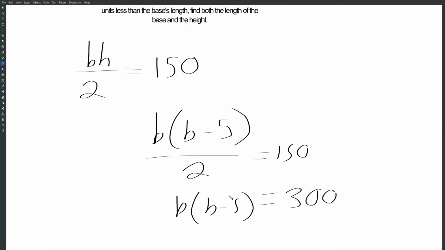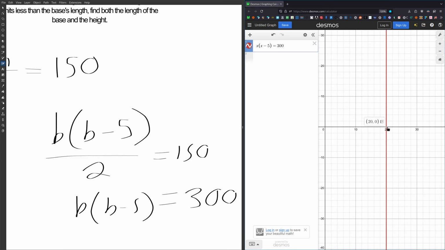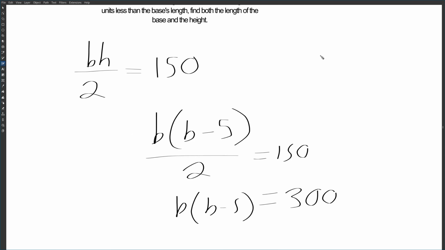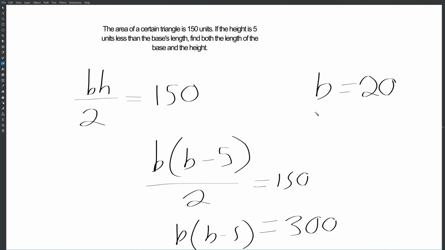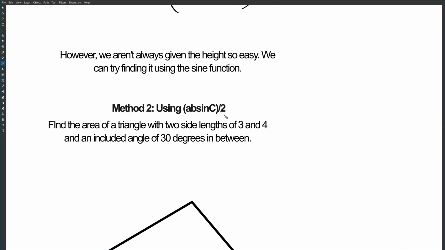And at this point, you would either use the quadratic formula or factoring. I'll graph this. So x times (x minus 5) is equal to 300. And I get that b is equal to 20. Okay, b is equal to 20. And if the height is 5 less, that means the height is 15. Okay. However, we aren't always given the height so easily. And sometimes we have to find it ourselves using the sine function.